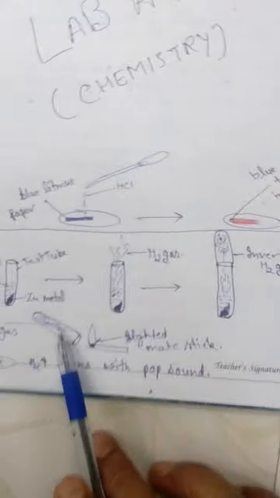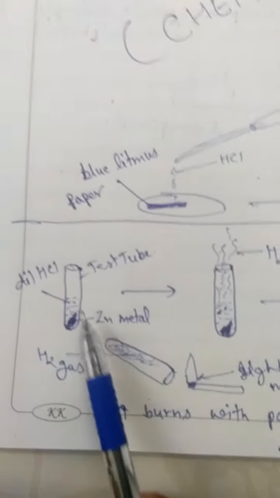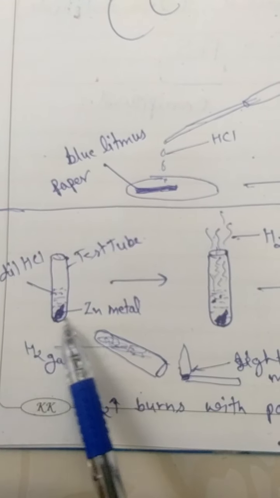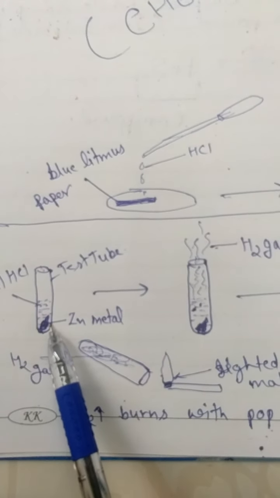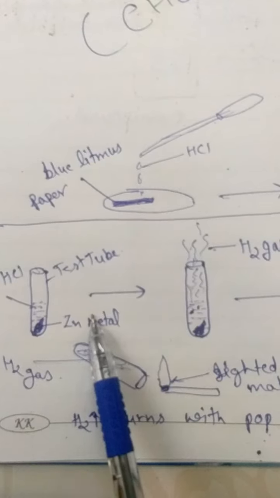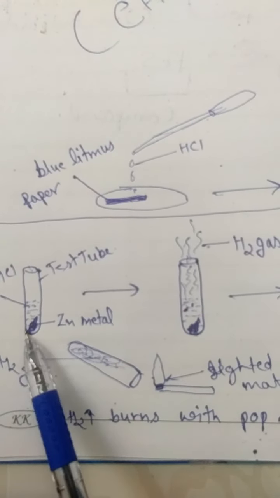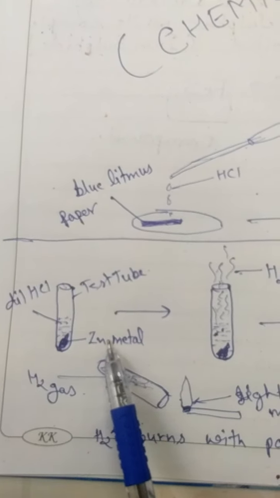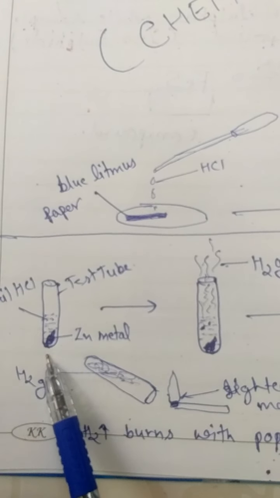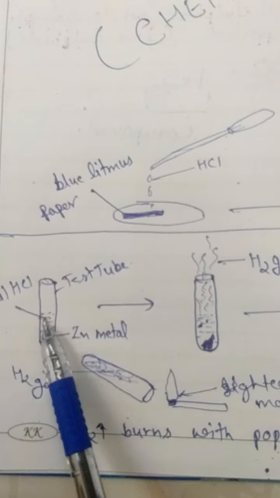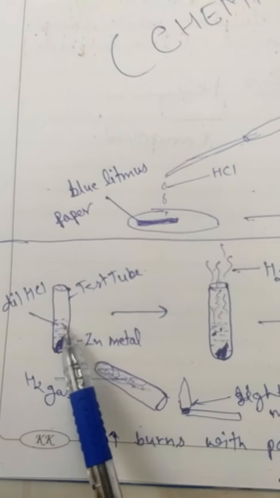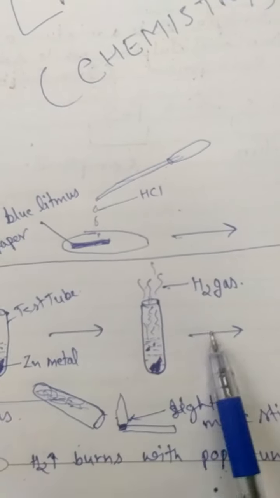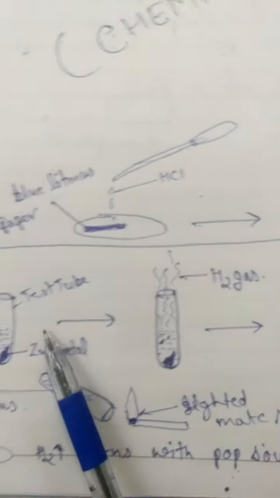You can see that we have taken a test tube which contains a small piece of zinc metal. Zinc metal is a silvery grayish shiny metal, hard and brittle in nature. It is placed in a test tube, and nearly 2 to 5 ml of dilute hydrochloric acid is taken in the test tube.